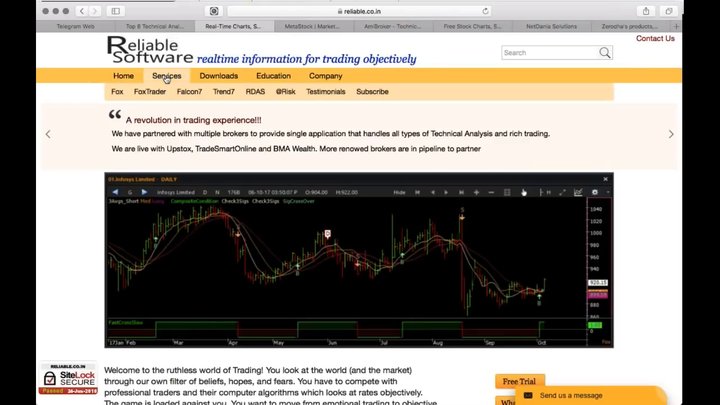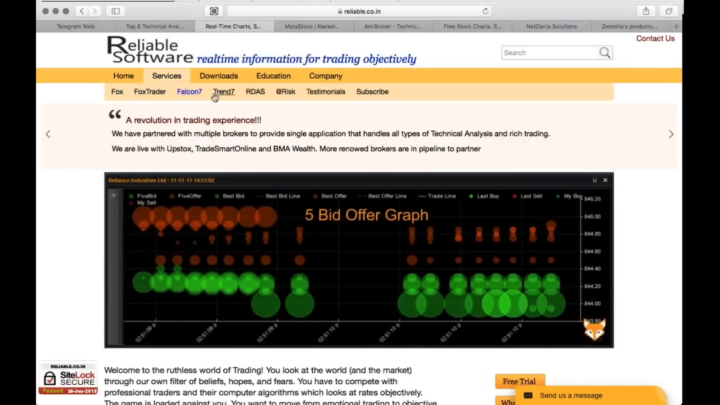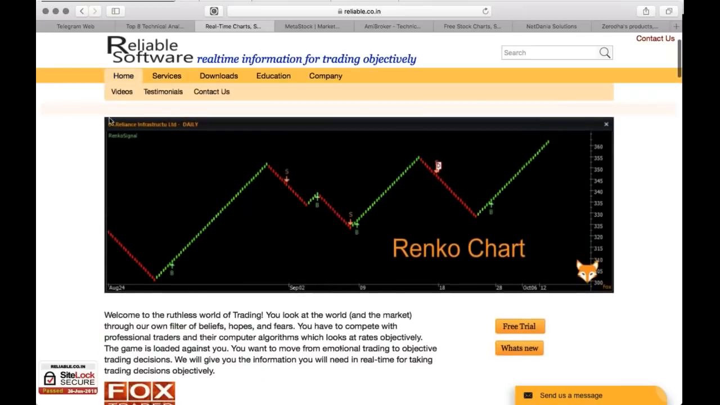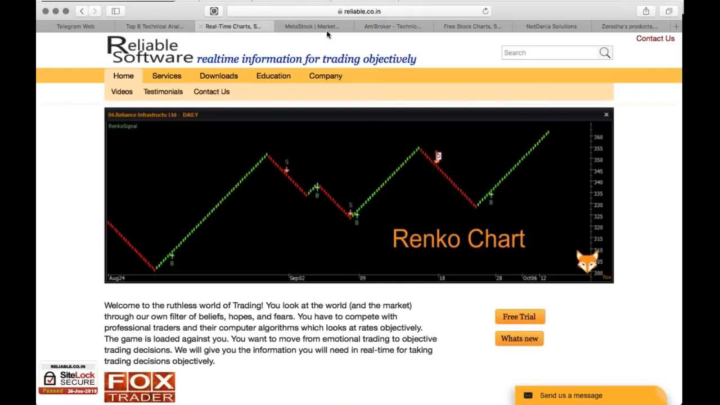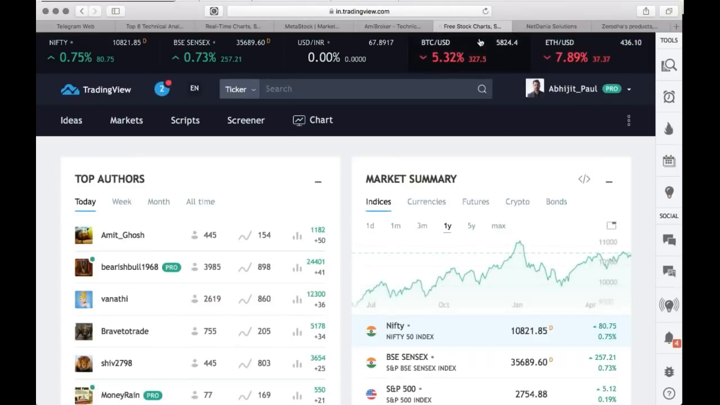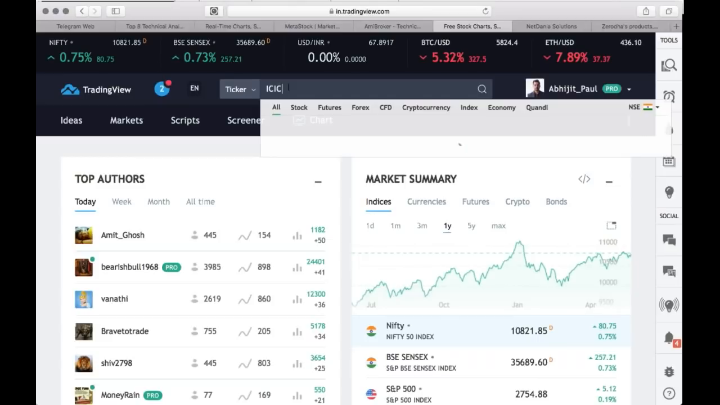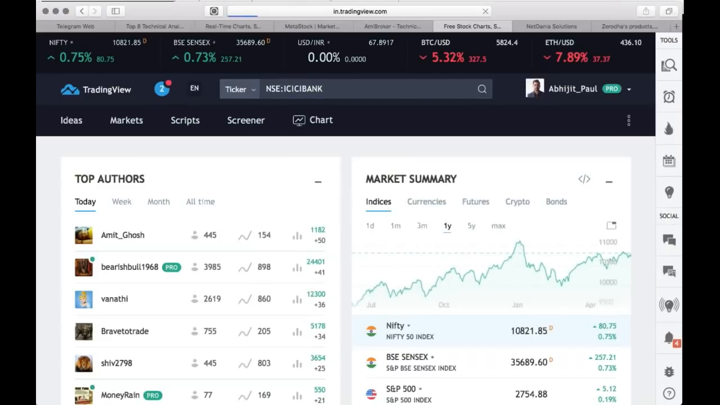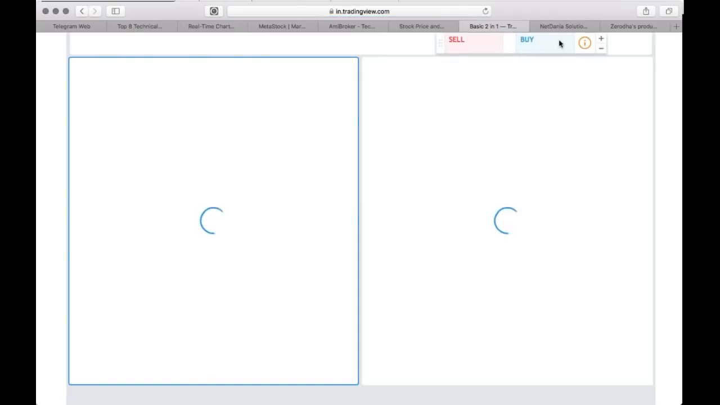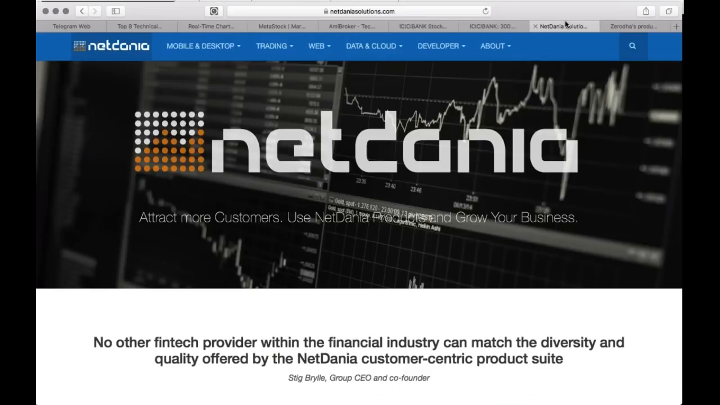They also have various products over here. You can see Fox, Fox Trader, Falcon, Trend, etc. Trend is an EOD product, Falcon 7 is real time, and Fox Trader is real time where you can do algo trades. So they all have their pros and cons, and I have essentially tried most of them. I also use tradingview.com because when I'm on the move and not in front of my laptop or desktop where I have my softwares, and I have to check a chart on my tab or phone, then tradingview.com and netdania.com are the best options.